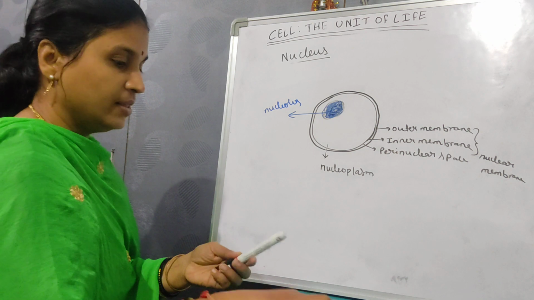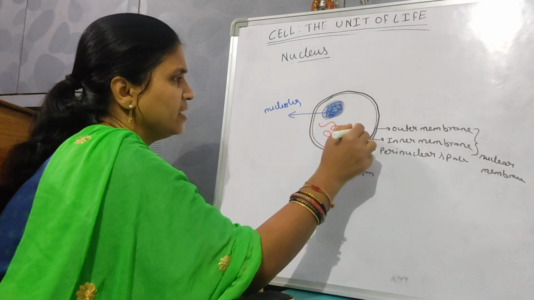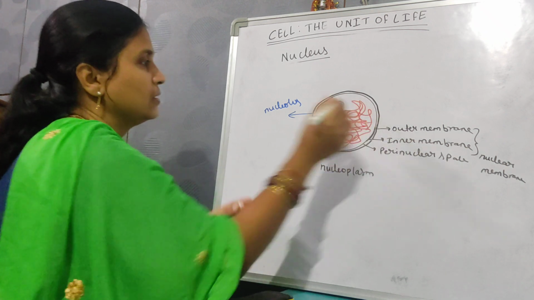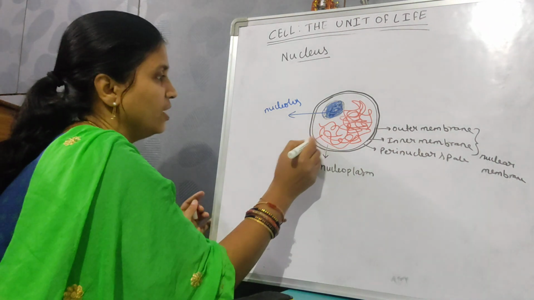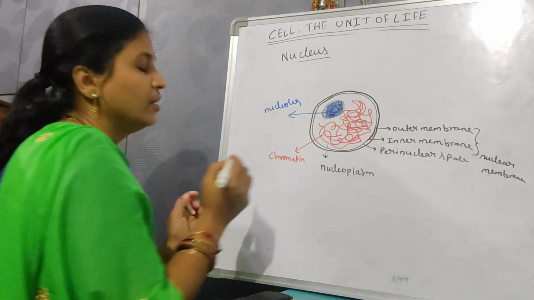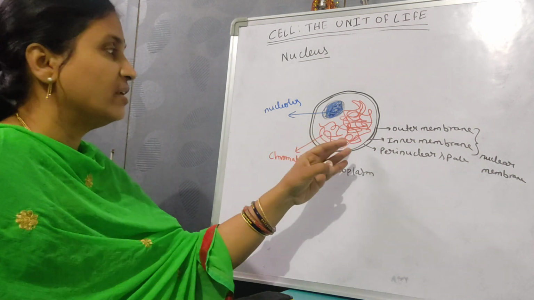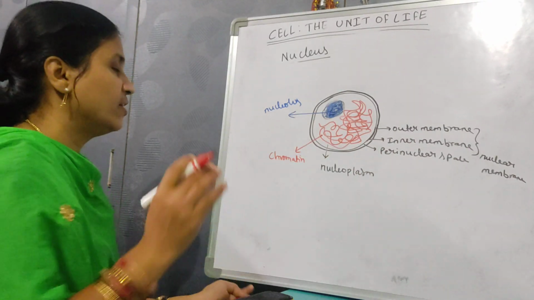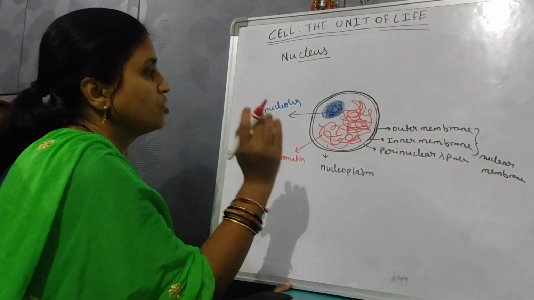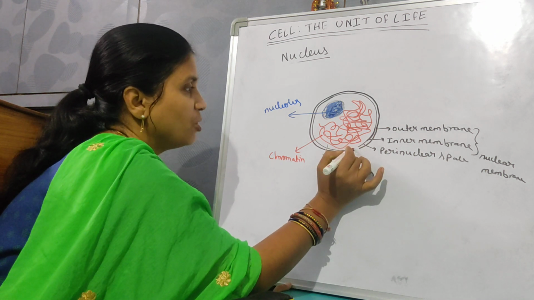Then the nucleoplasm has the chromatin reticulum, like this. This is called chromatin. During the interphase of the cell, you are going to observe the chromatin in this form, like a network-like structure. This is chromatin.